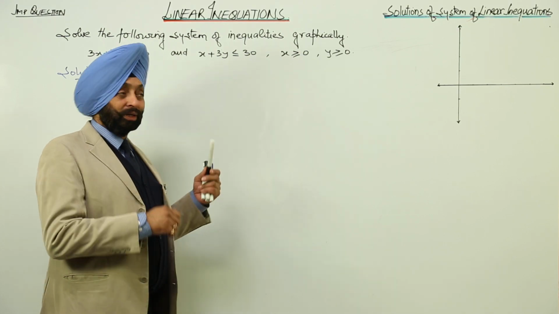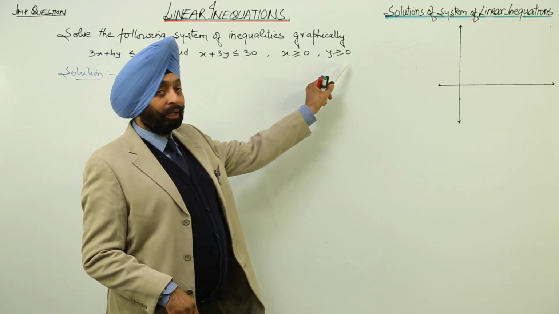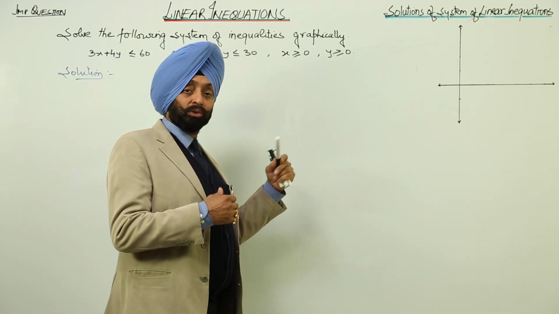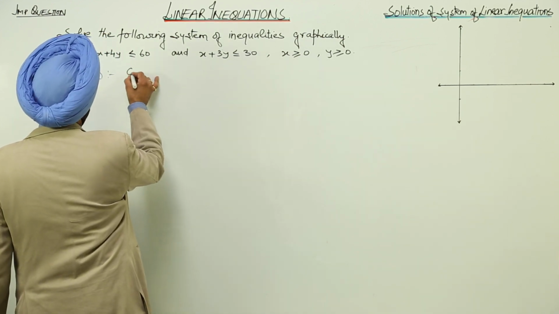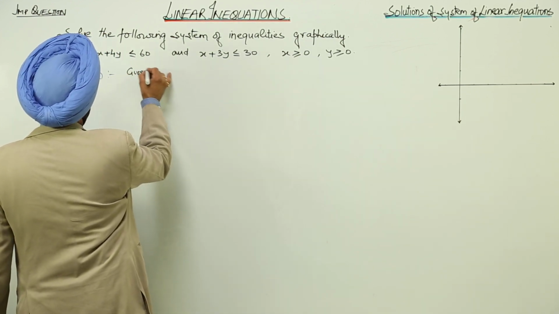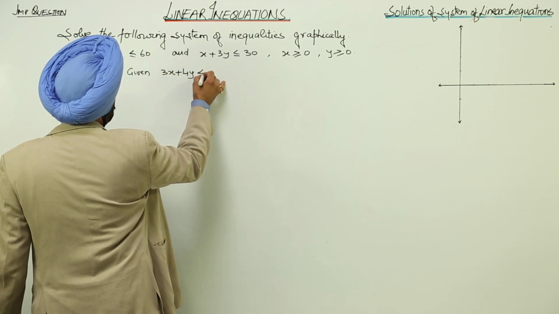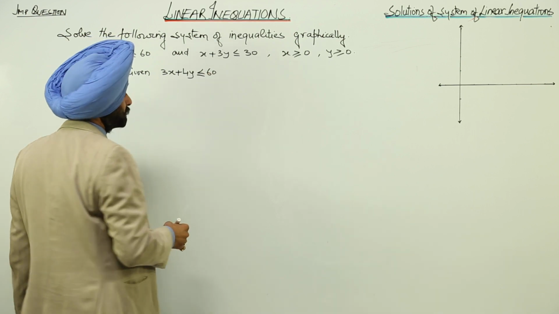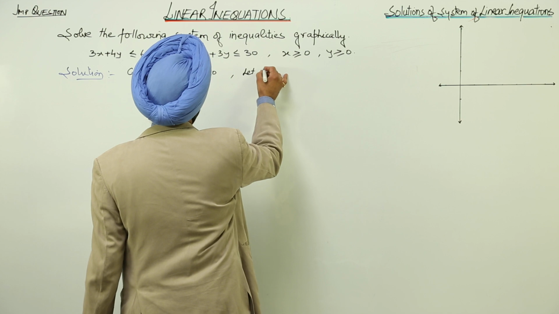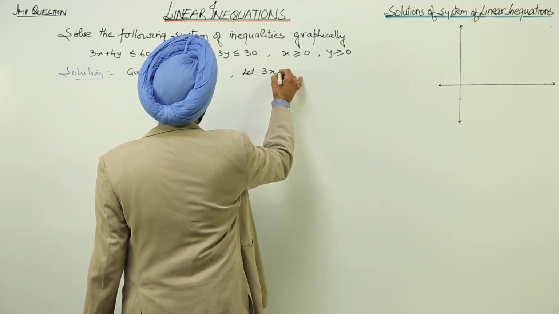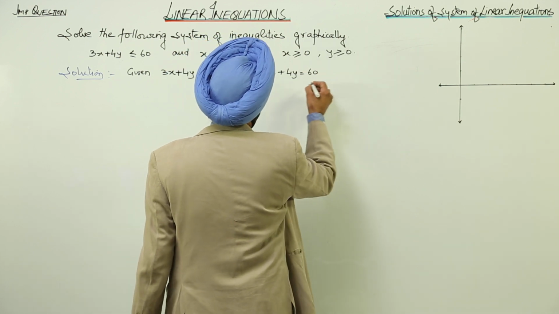Now in this question we are having 4 inequalities, 1, 2, 3 and 4. These are also called constraints. Given 3x plus 4y is less than or equal to 60. So what we are going to do, supposing 3x plus 4y is equal to 60.